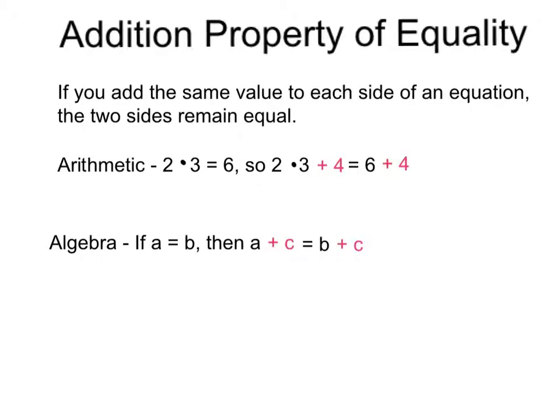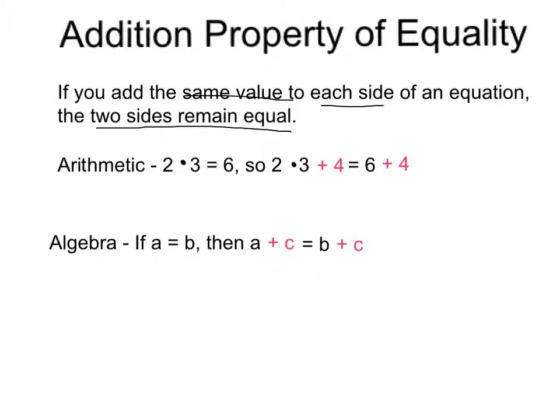The addition property of equality states if you add the same value to each side of an equation, the two sides remain equal. So this is just like the one we did in the previous section where it was the subtraction property, except this time instead of subtracting the same amount from each side, we're talking about adding the same value to each side.